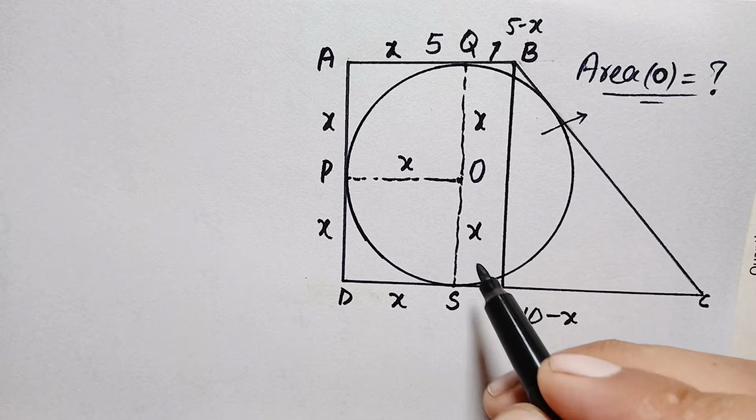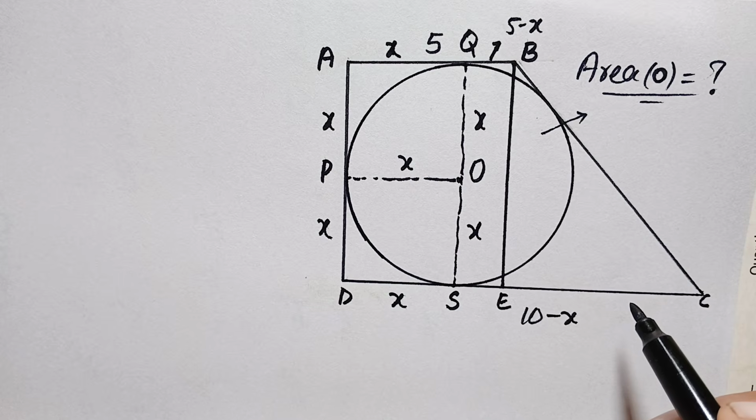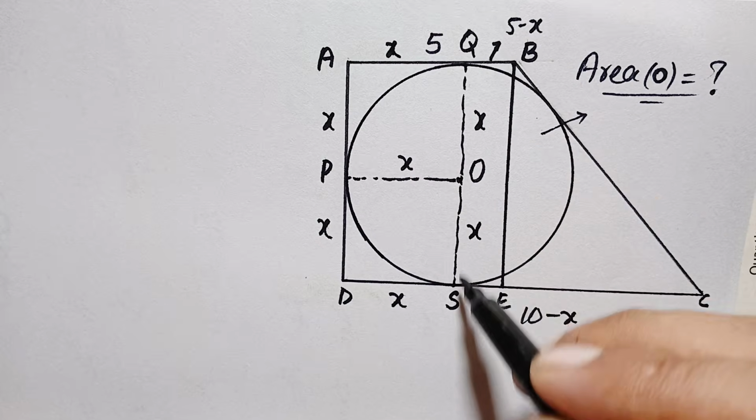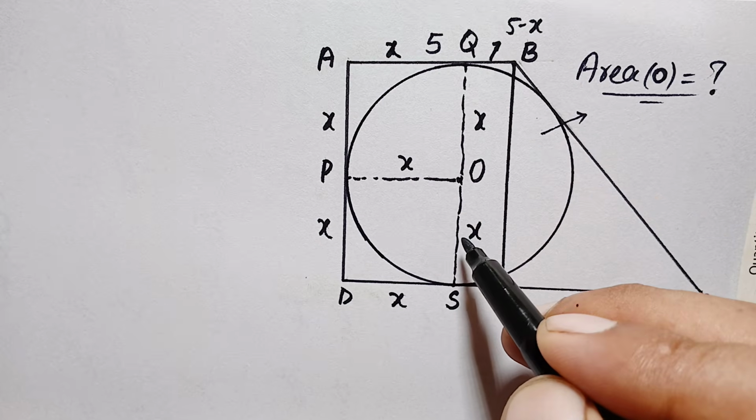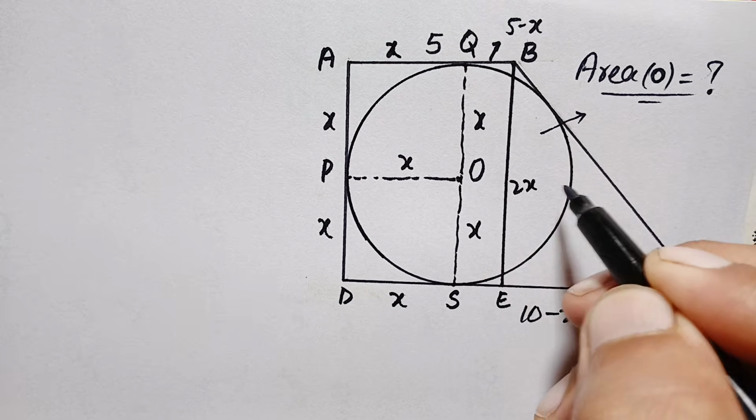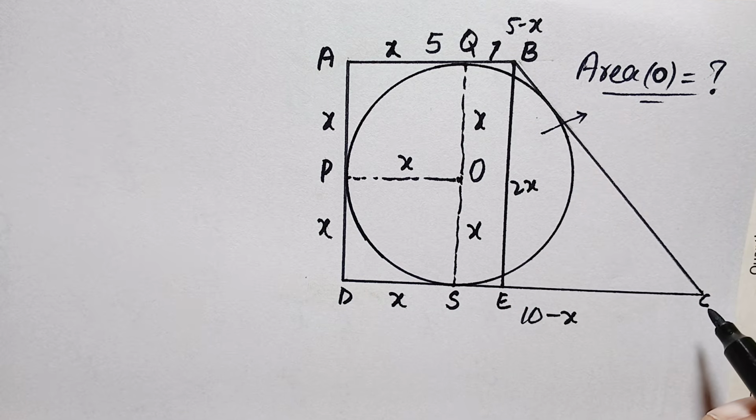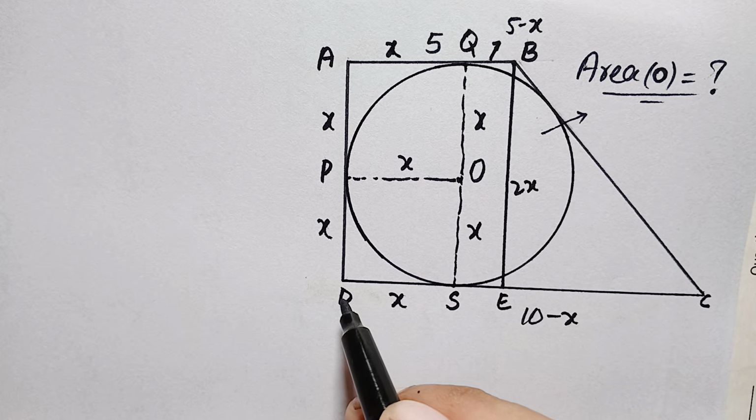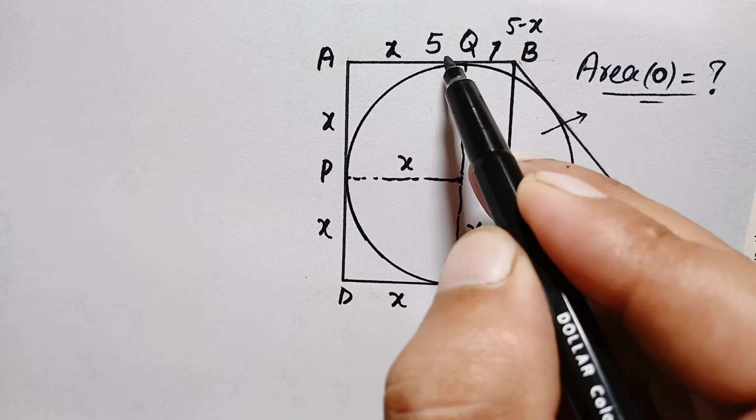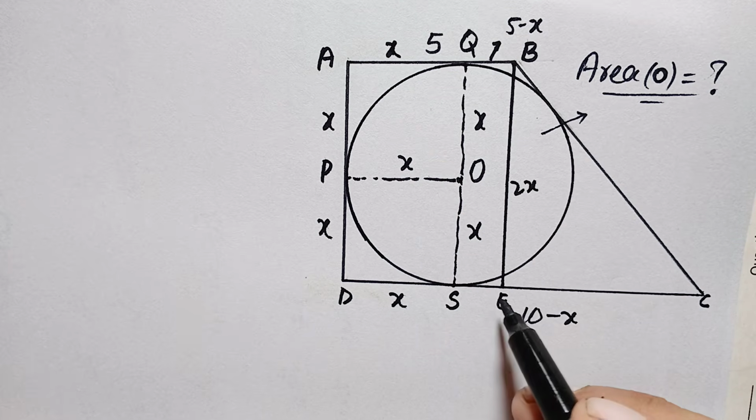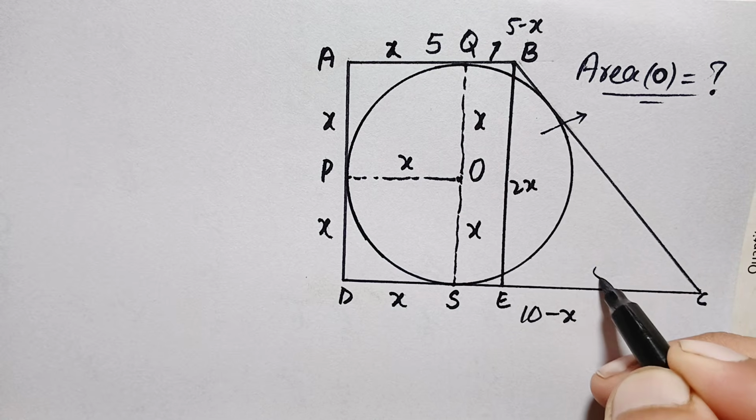Now we will try to find the value of x using this right angle triangle. What will be the lengths of this side and this side of this right angle triangle? Look at this side, which is opposite to this one, the diameter of the circle. Now this is x, this is also x, so this BE will be 2x. What will be the length of this EC? Here the total length DC is 10 units, but this length AB is 5 units. So this DE will also be 5 units. Now 10 minus 5 is 5, so this EC will be 5 units.